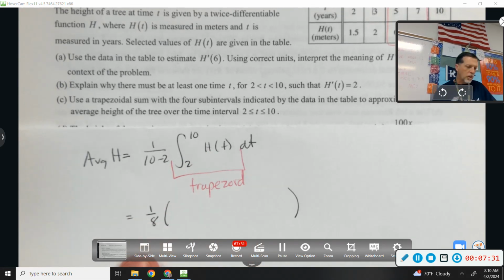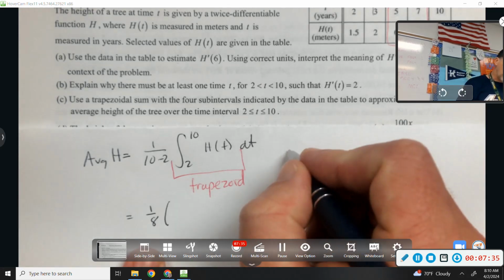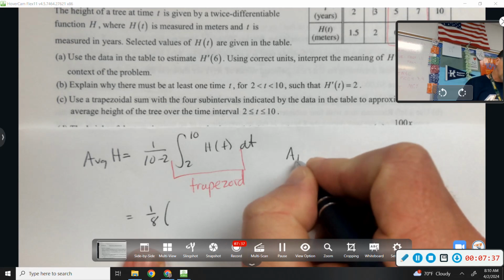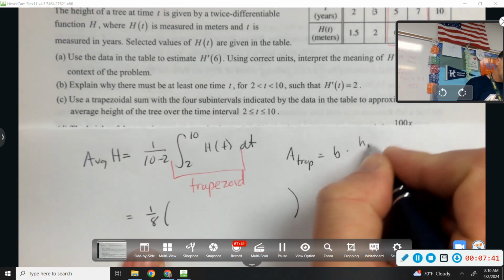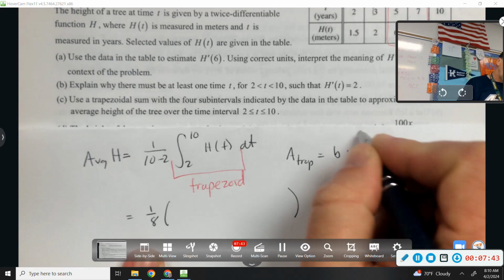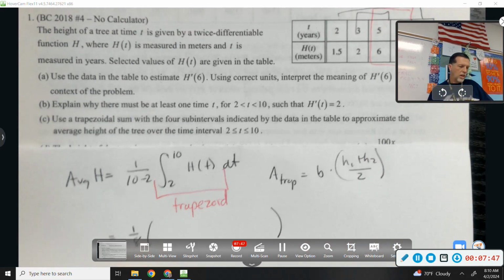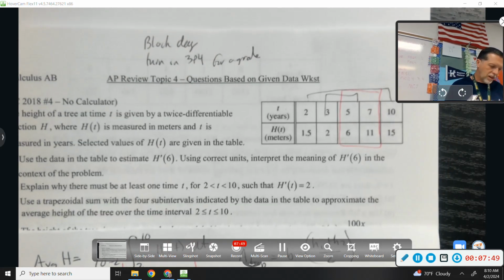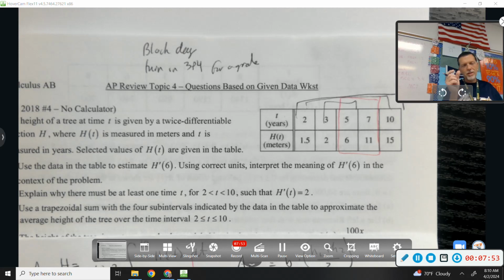I'm a little pressed for time, so I'm going to pass on doing the trapezoid rule. I'll just remind you that the area of a trapezoid is base times average height. So you would do base times average height from 2 to 10. So you'd have to do all of them. Sometimes they're nice and you cut off your ends, but you've got to do all of those.